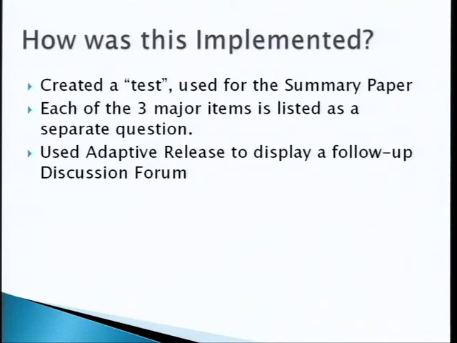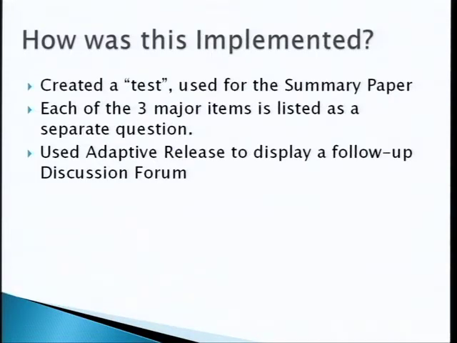I used adaptive release to do a follow-up discussion forum so that my reviewers could provide comments in the discussion forum. However, I had Blackboard issues, which I've captured in a Jing, but I now know what happened with that. But I would like to consider using adaptive release after they do the summary papers.